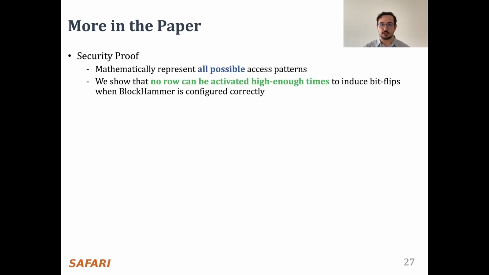First, the paper shares a security proof where we mathematically represent all possible access patterns and show that no row can be activated at a high enough rate to induce bit flips when BlockHammer is configured correctly. Second, the paper explains how BlockHammer addresses many-sided attacks by tuning its thresholds.